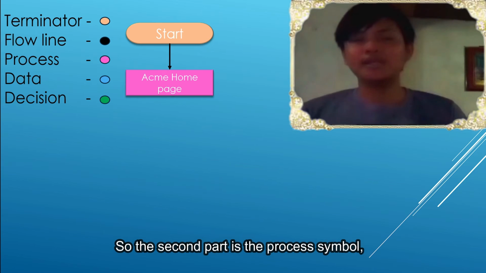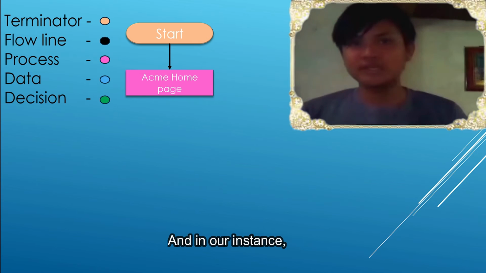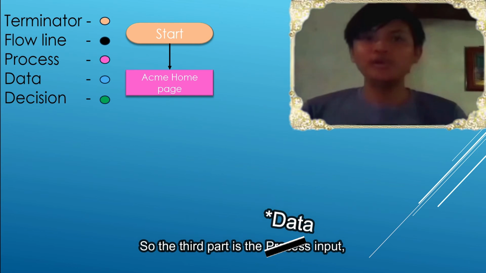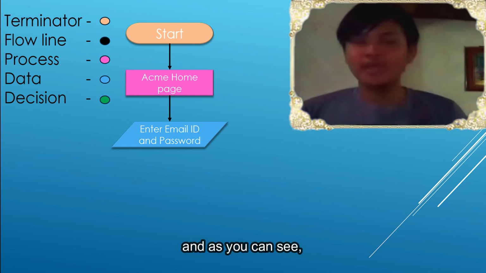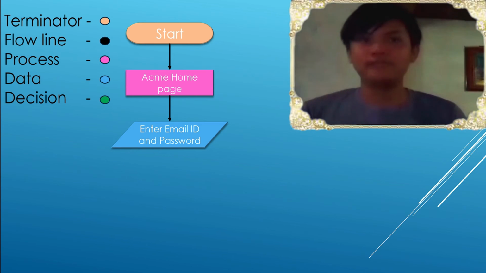Also, the second part is the process symbol, also known as the action symbol of a flowchart. And in our instance, the action that we need to take is signing into your account on the Acme homepage. So the third part is the process input, and as you can see, email ID and password are considered data inputs that will be entered in our system.